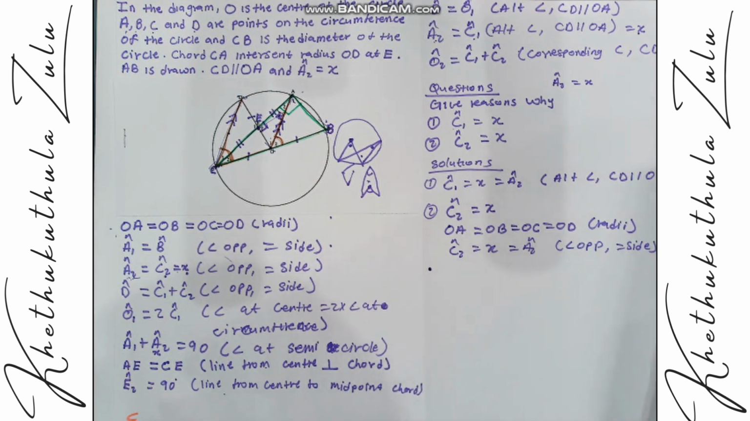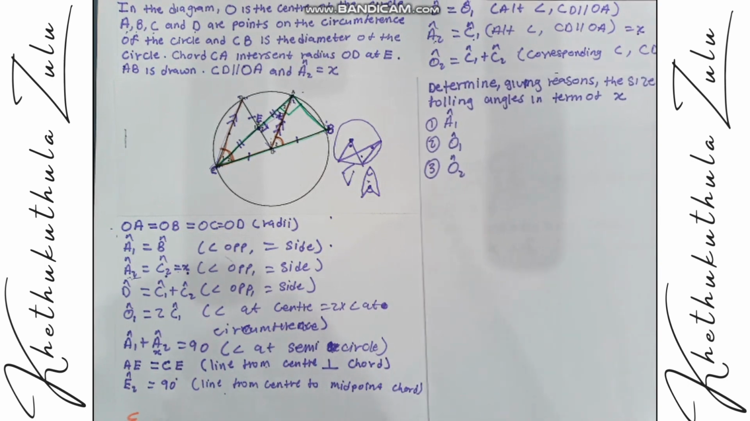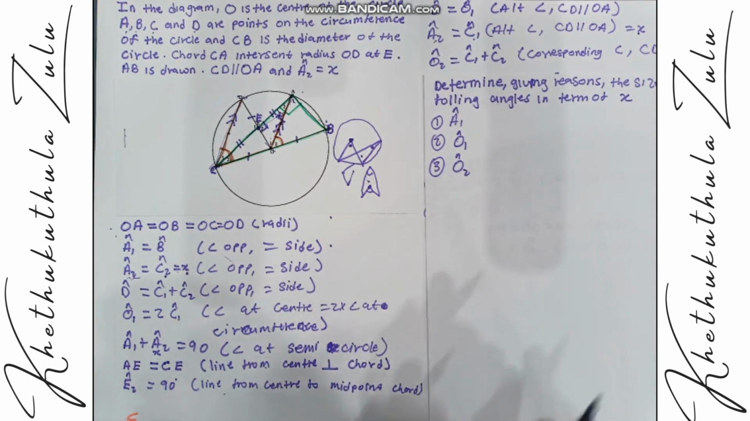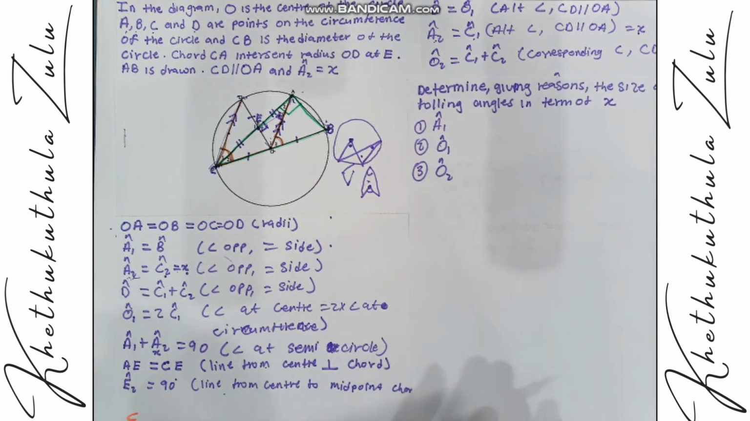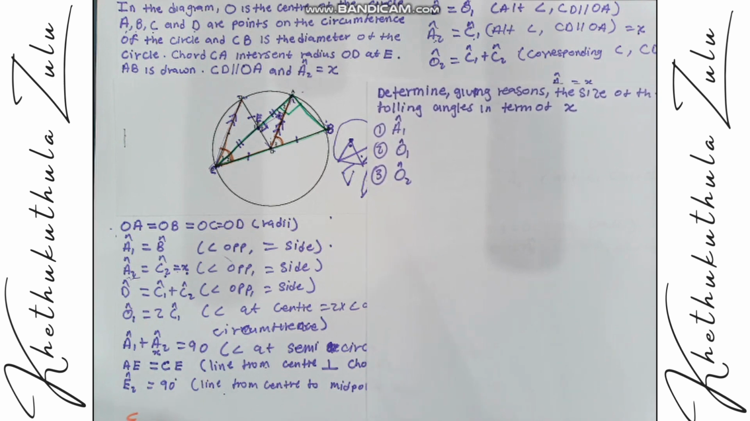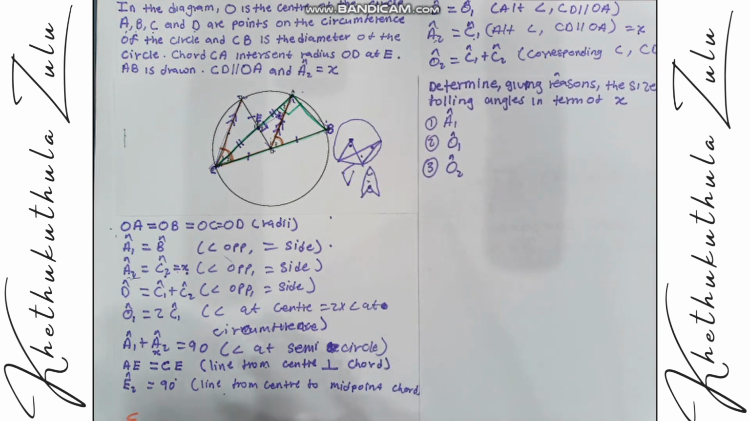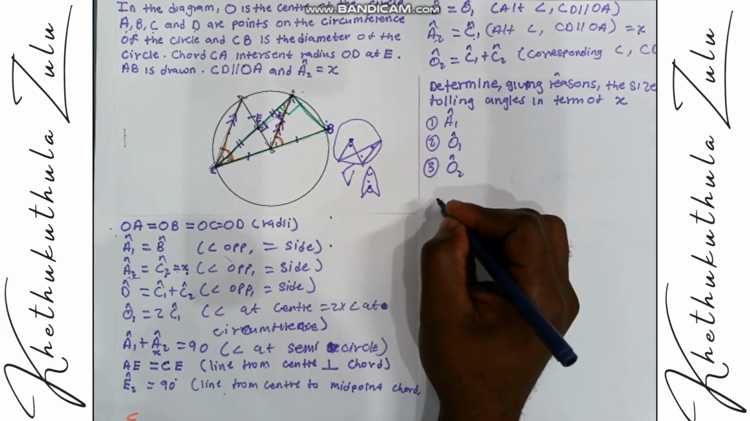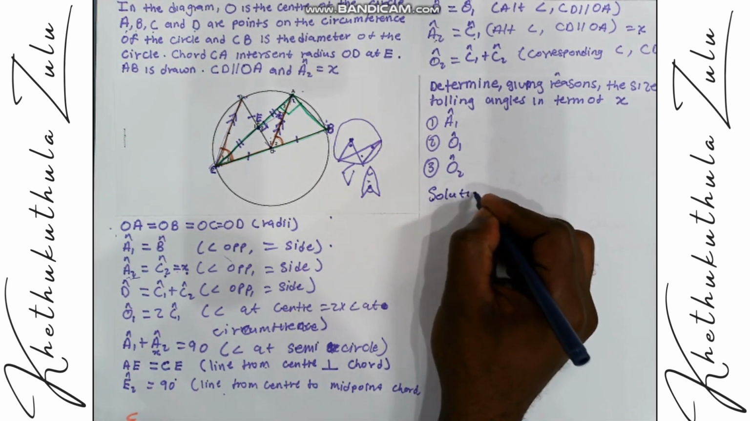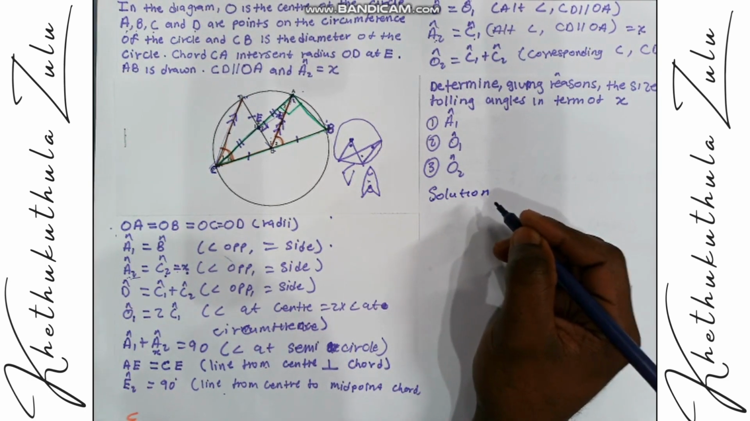Done with this question. Now the following question from this one is this one, where they are saying let's calculate and determine, giving reasons, the size of the following angles in terms of X. So we need to do this question in terms of X. Now they are saying we must first do A1. Solution. Okay, in terms of x we need A1.